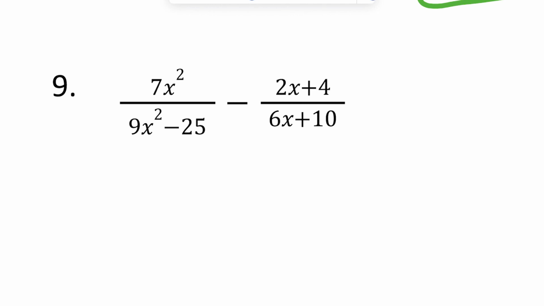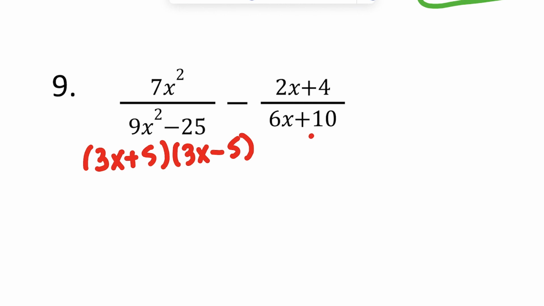So for this first denominator, it is a difference of 2 squares. I would get 3x plus 5 times 3x minus 5. And for the second fraction, I can factor out a GCF. The GCF would be 2. So we'd get 2 times 3x plus 5.